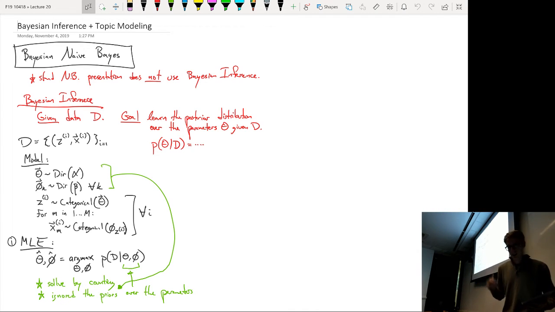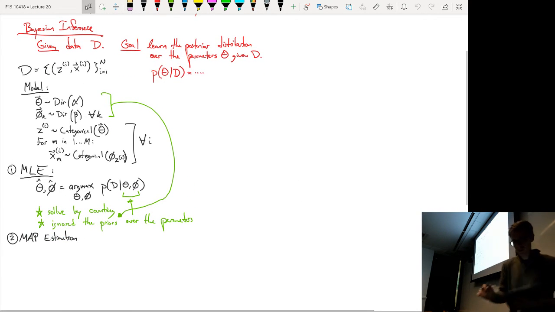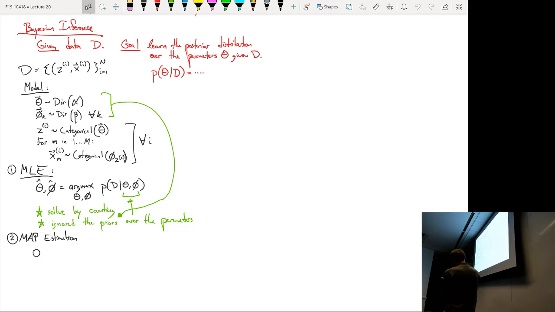Okay, so this is sort of silly, so can we do something better? Well, yeah, we could do better. We could not ignore the prior over the parameters. So that would be MAP estimation. And if we're doing MAP estimation, then we pick theta hat and phi hat to be the argmax over possible thetas and phis, where we maximize now the posterior over theta and phi given D.